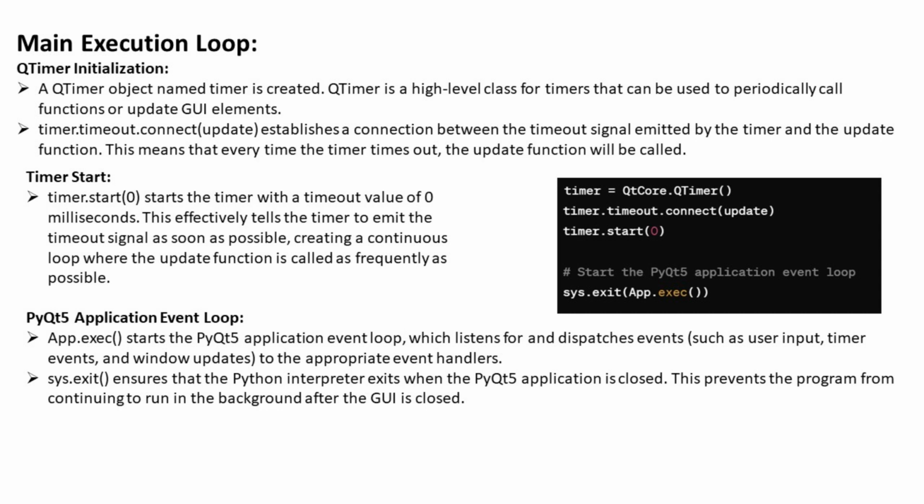Timer start. timer.start(0) starts the timer with a timeout value of 0 milliseconds. This effectively tells the timer to emit the timeout signal as soon as possible, creating a continuous loop where the update function is called as frequently as possible. PyQt5 application event loop. app.exec starts the PyQt5 application event loop, which listens for and dispatches events, such as user input, timer events, and window updates, to the appropriate event handlers. sys.exit ensures that the Python interpreter exits when the PyQt5 application is closed. This prevents the program from continuing to run in the background after the GUI is closed.